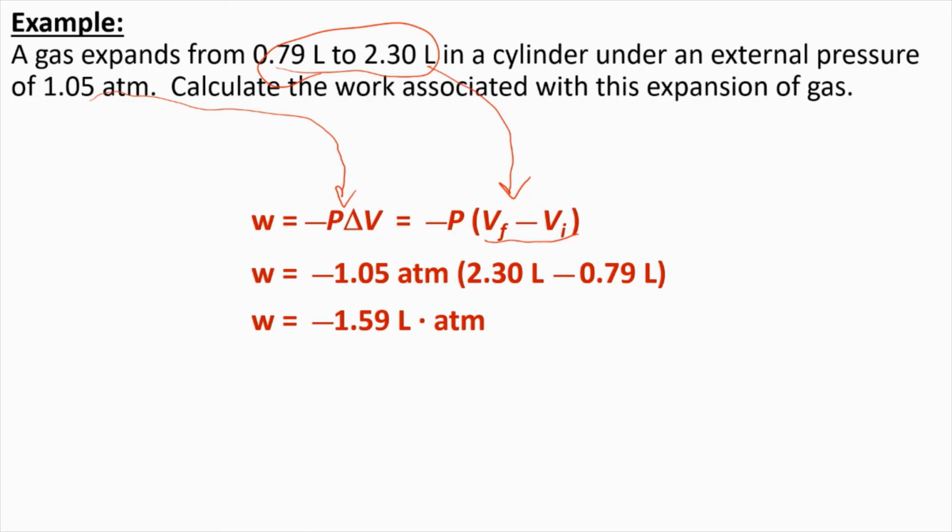So what does this tell us? I have a negative W. So that tells me that the system is doing work on the surroundings.